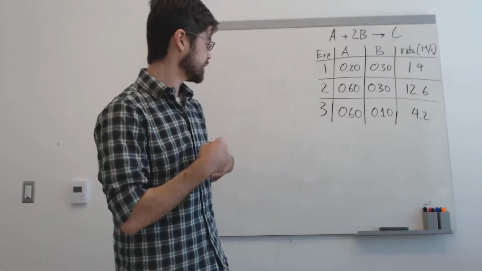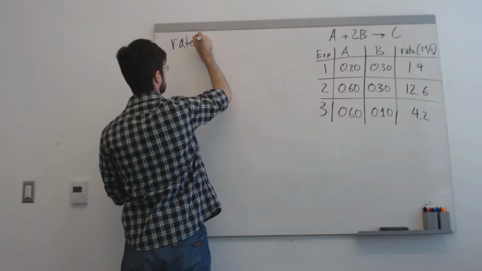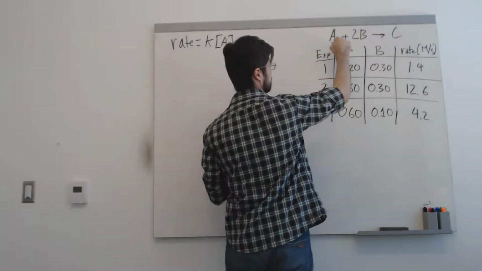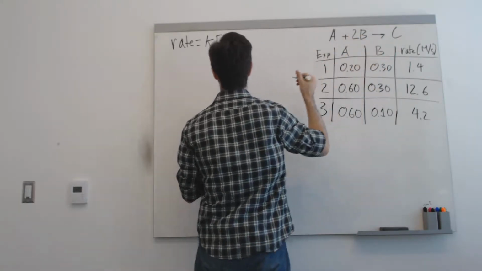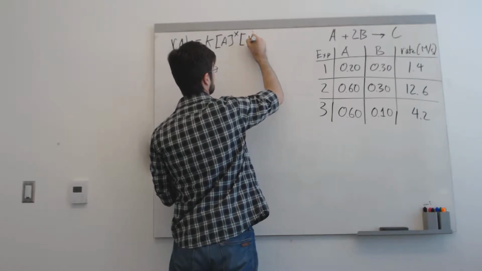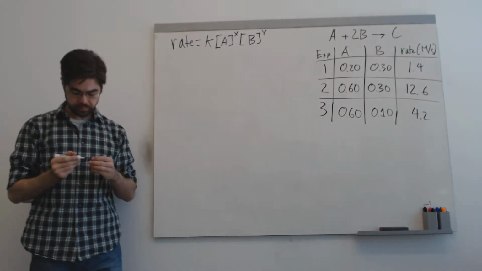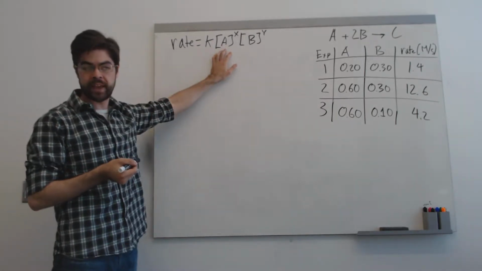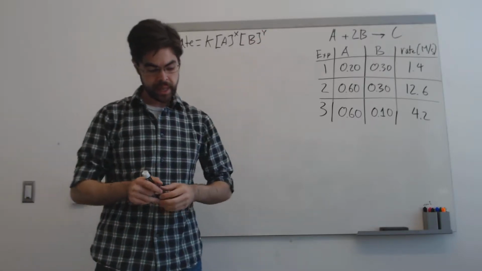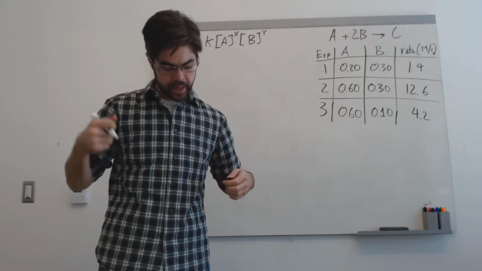But the basic idea is we assume that the rate law should have this basic form. Here's my reaction, A and B combining to make C. I assert that the rate law should go as the concentration of A to some power and the concentration of B to some power. I don't know what those powers are, and that's what we're trying to figure out.